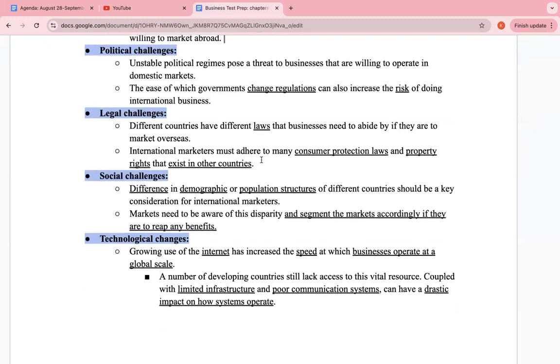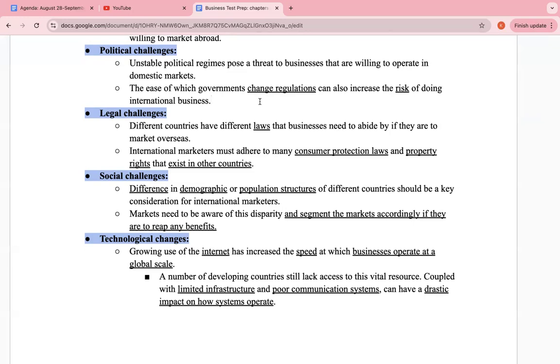Then you have political challenges. Unstable political regimes pose a threat to businesses that are willing to operate in those markets. For example, in a country like Lebanon, a country in the Middle East, there's a lot of political uncertainty. There's always political tribulations, always some issues. So basically, it's very unstable for the business. They don't know if they're going to stay open for a long time. They don't know what's happening. So yeah. For example, in Lebanon in 2019, the cosmetics brand Nyx opened, and it just shut down a few months later.